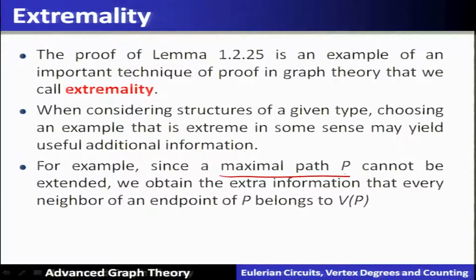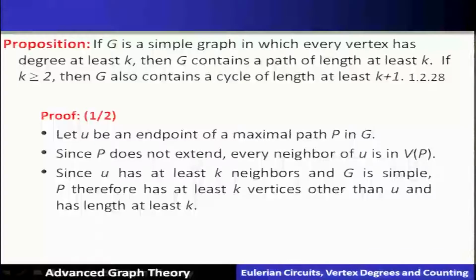So, this particular extra information, that every neighbor of an endpoint of a path P belongs to the path, why? Because it cannot be extended further. So, this extra information is utilized in the proofs of the theorem, and this is called the extremality property, which we have used. Now, let us see the proposition.